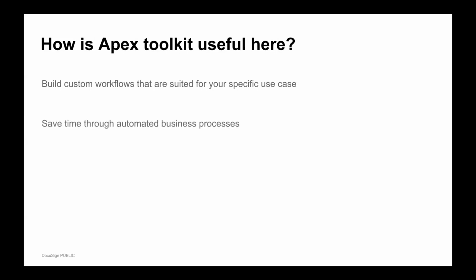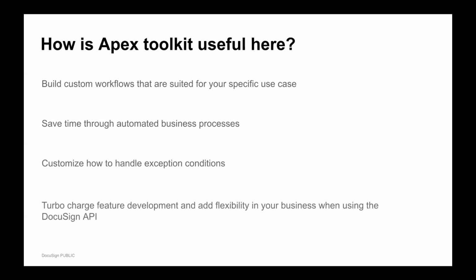You're also reducing chances for errors. And you can also customize how to handle exception conditions, without needing to know anything about the HTTP response codes or error codes. And finally, it'll allow you to turbocharge your feature development and add flexibility in your business when using DocuSign API. And this is how you can add new functionality to existing UI and help your users be more productive.